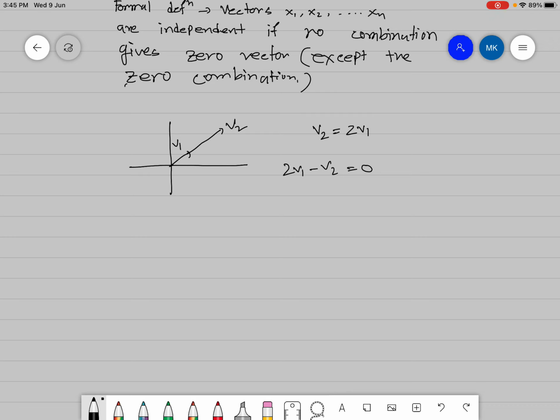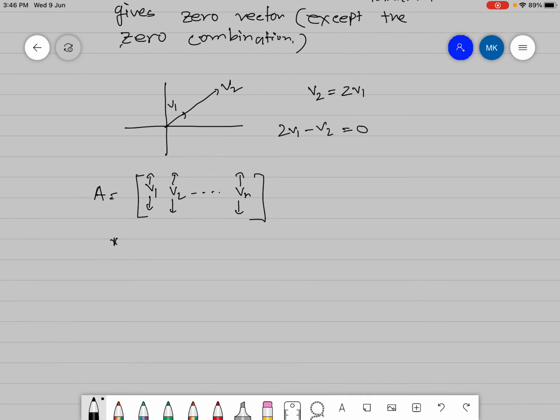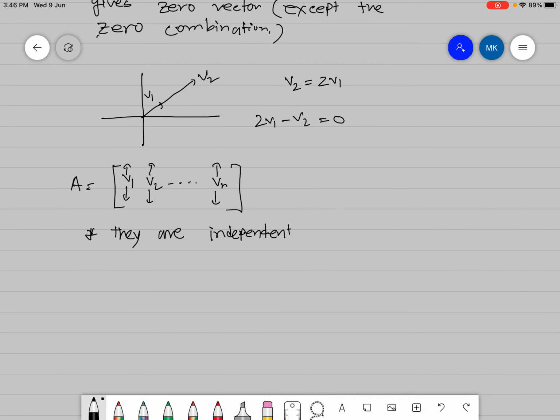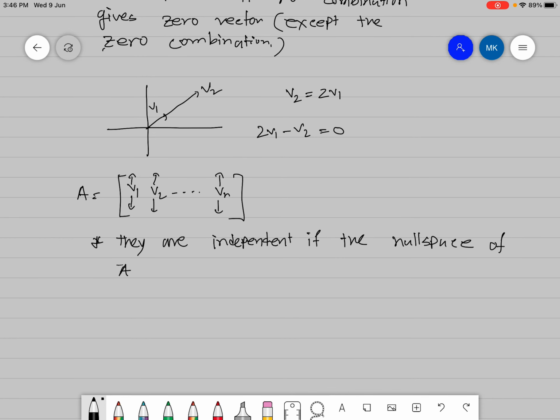So if I summarize the whole thing, if you have a matrix A equal to, let's say this is column v1, this is column v2, so up to vn, then I can say that the columns are independent if the null space of A is only the 0 vector.